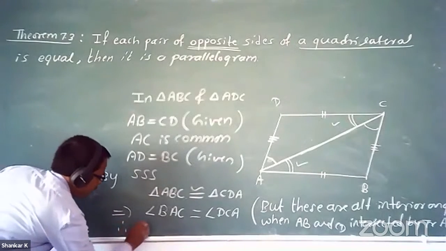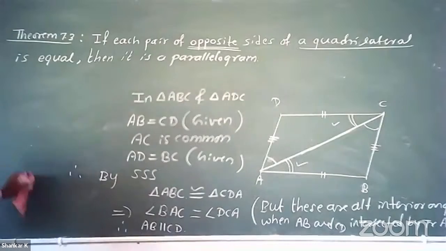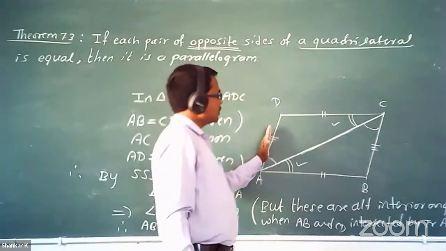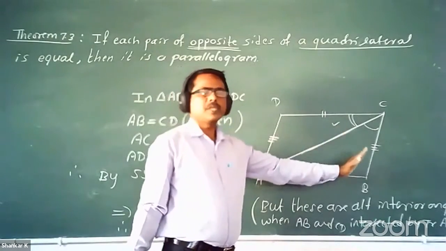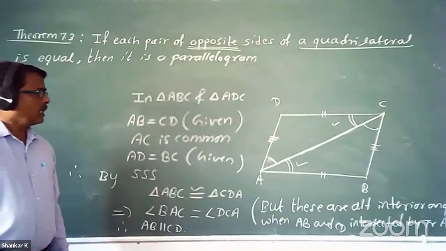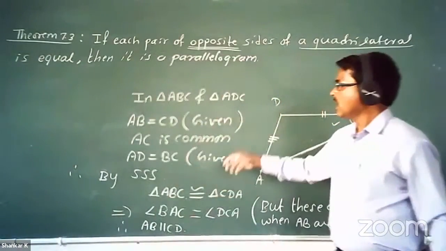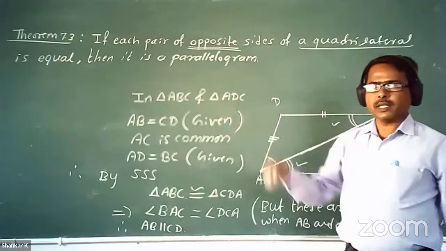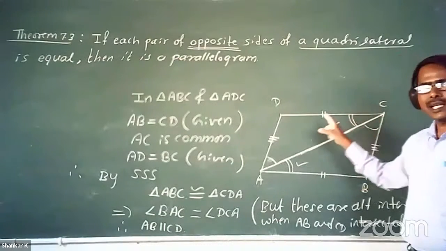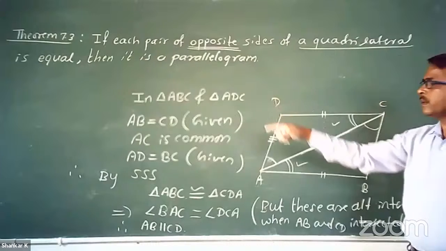Therefore, AB is parallel to CD. Similarly, you can prove AD is parallel to BC also. Actually, I wrote only the important steps. Better you should write in sections. In the given part, you have to consider some quadrilateral ABCD.